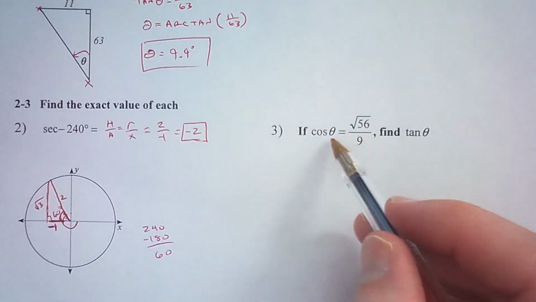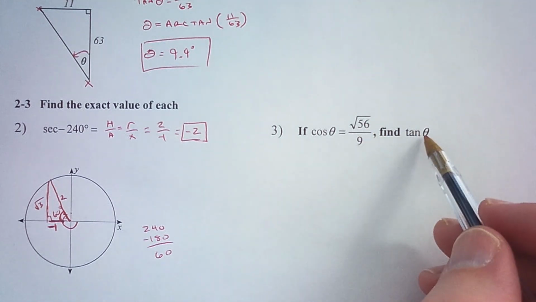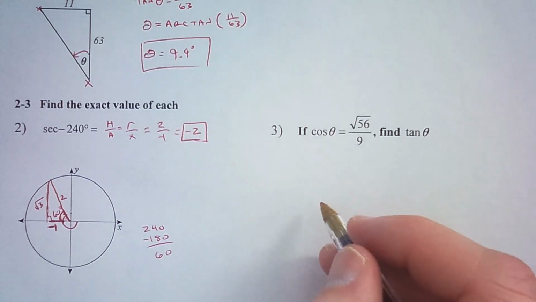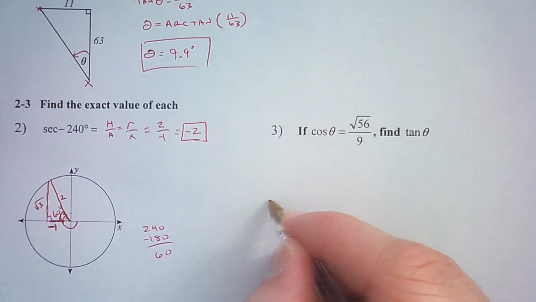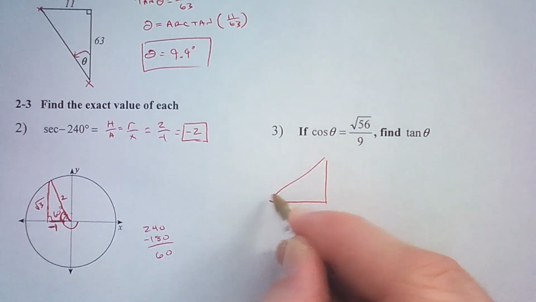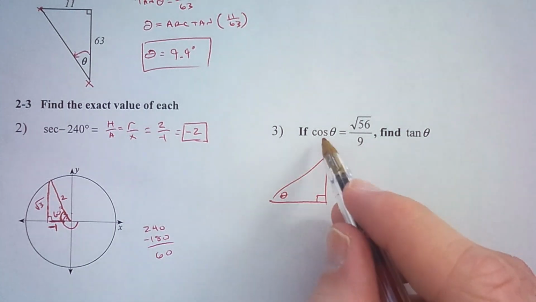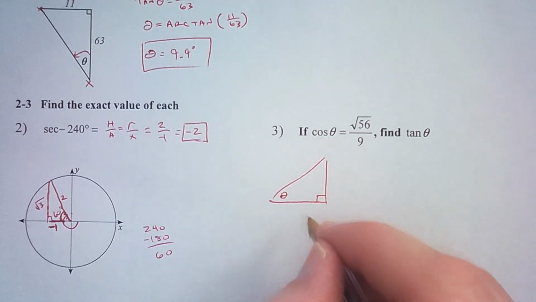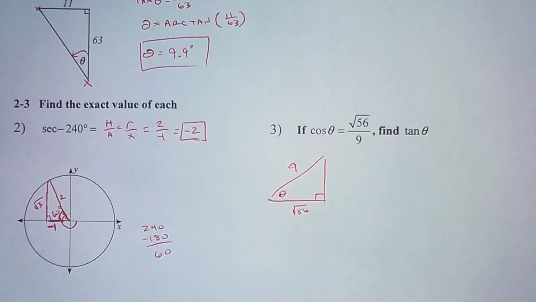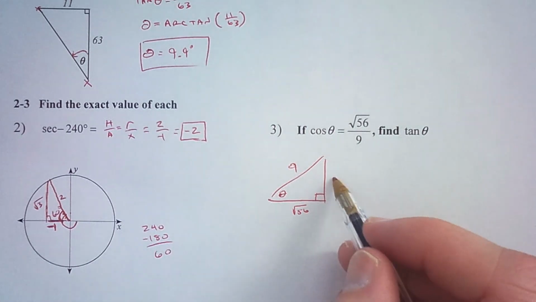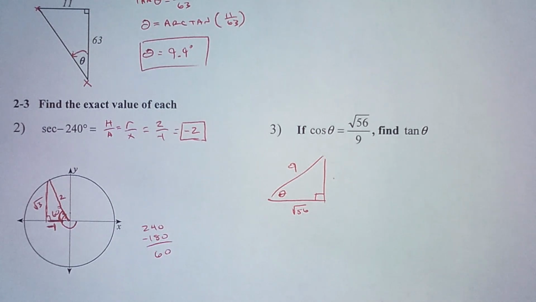And last, if cosine theta is square root of 56 over 9, find tangent theta. Okay, so we'll draw a picture. There's theta. And cosine is adjacent over hypotenuse. So that square root of 56 is adjacent, 9 is hypotenuse. Find tangent, which is opposite over adjacent. Okay, so to do that, we need to know opposite.